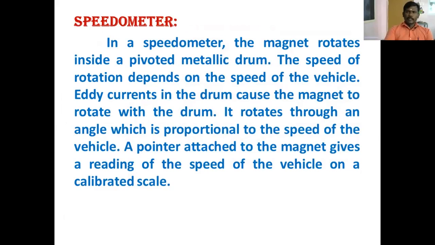In a speedometer, the magnet rotates inside the pivoted metallic drum. We have the metallic drum and the magnet. Here the magnet is rotated, so the speed of the rotation depends on the speed of the vehicle. After explaining the statement, I will give the diagram representation of how the speedometer is working. Due to the eddy current in the drum, the drum is dragged along with the magnet. It rotates through an angle proportional to the speed of the vehicle. So the pointer will be rotated, and that rotation is proportional to the speed of the vehicle.